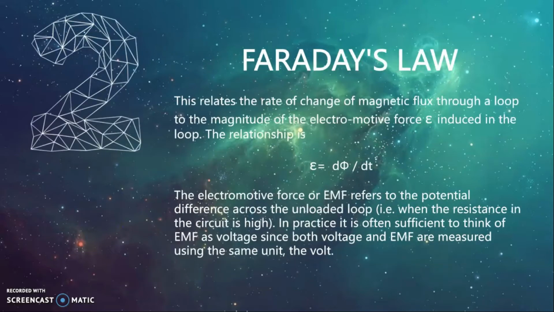Moving on with Faraday's law, this relates the rate of change of magnetic flux through a loop to the magnitude of electromotive force, which is epsilon, induced in the loop. The relationship is epsilon is equal to dΦ over dt. The electromotive force or EMF refers to the potential difference across the unloaded loop, for example, when the resistance in the circuit is high. In practice, it is often sufficient to think of EMF as voltage, since both voltage and EMF are measured using the same unit, which is volt.